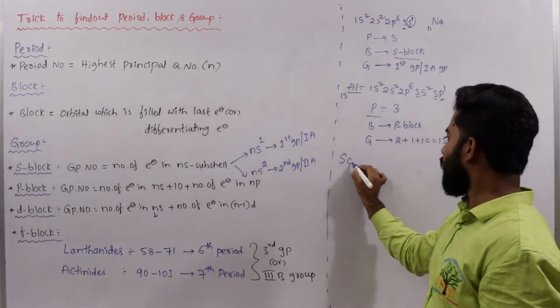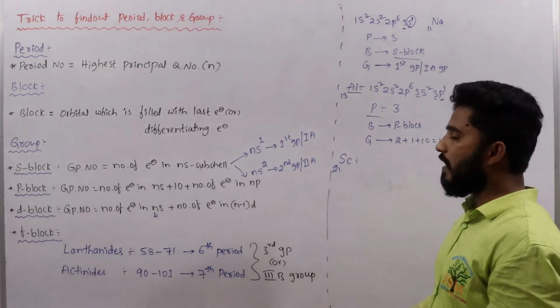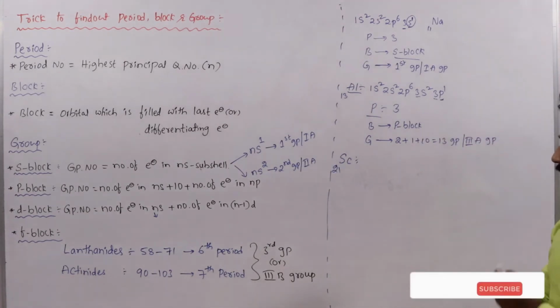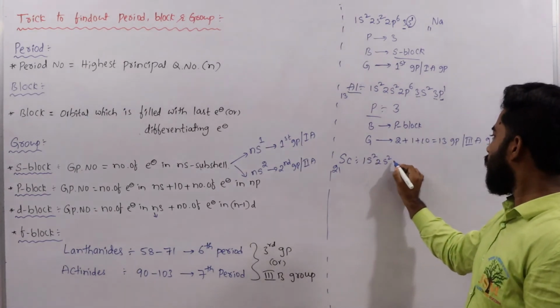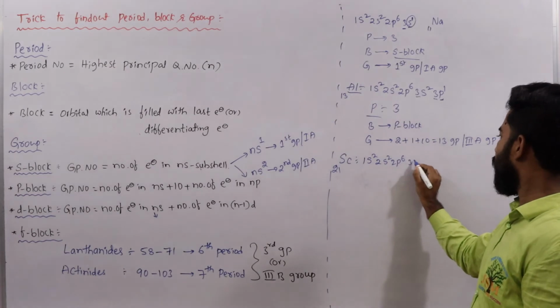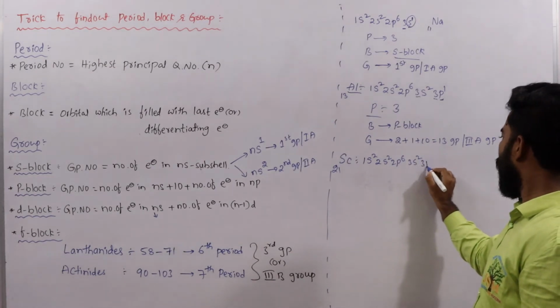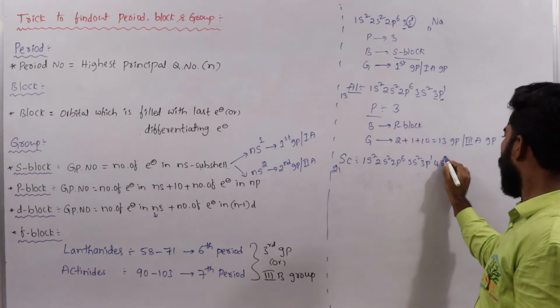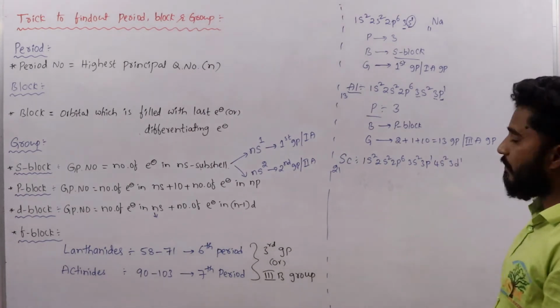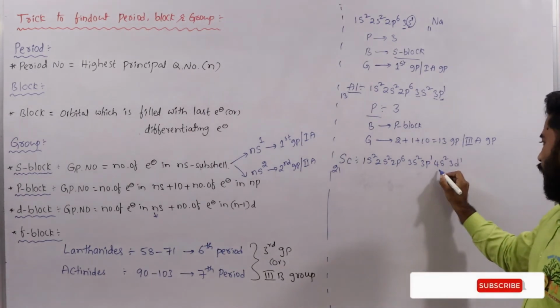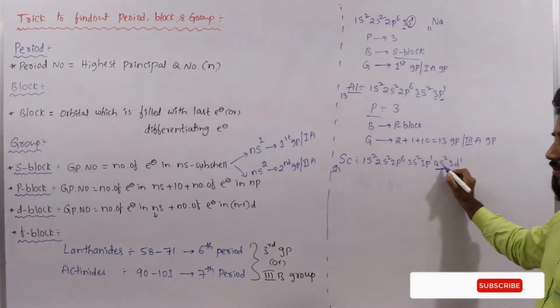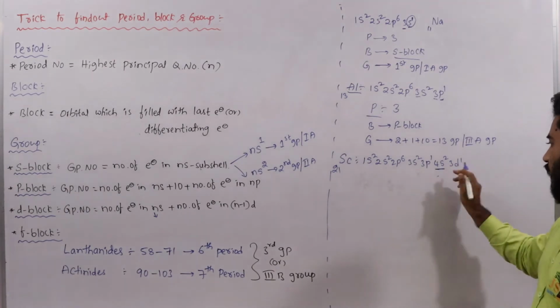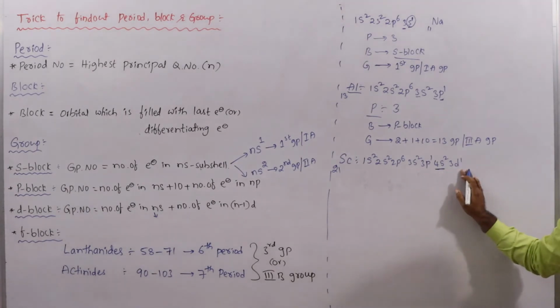For example, if you take scandium with atomic number 21, how to write the configuration here? 1s2, 2s2, 2p6, 3s2, 3p1, 4s2 and 3d1. So why are we writing 4s first and 3d later? Because after filling the 4s orbital with electrons, the next electron enters into the 3d orbital.